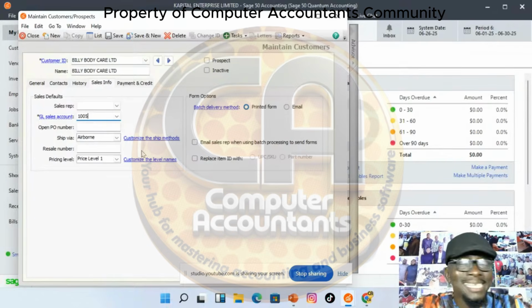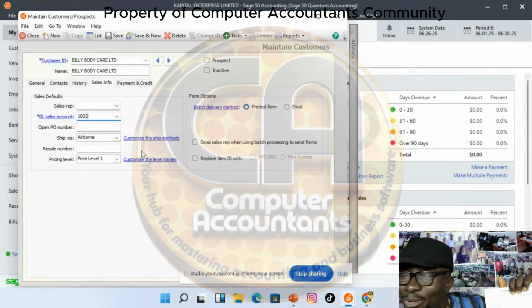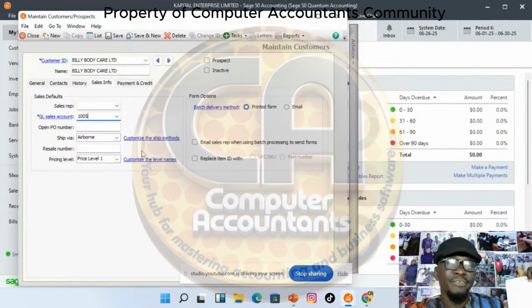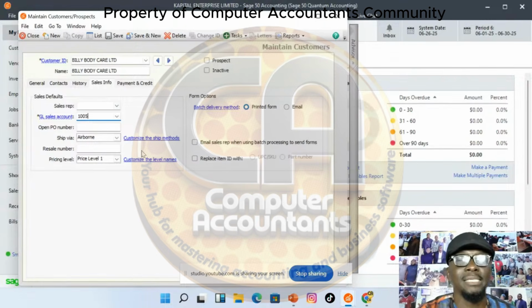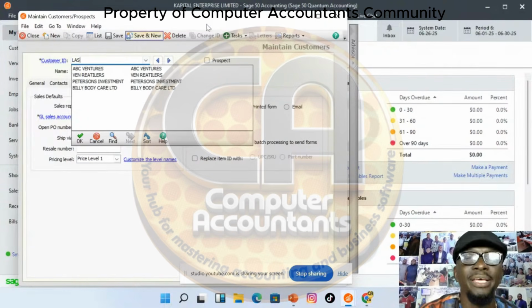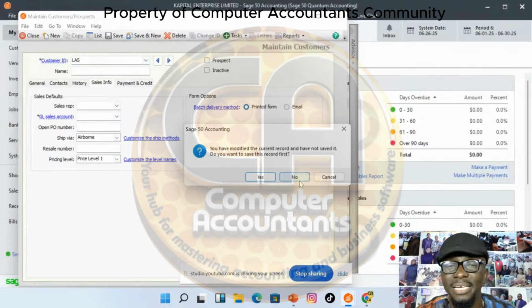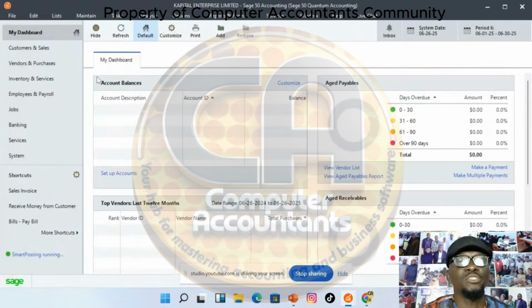So let's go. Lasisi and Sons. From our brought forward, you can see that Lasisi and Sons is owing 10,000, while that's the only carryover or brought forward we have in our opening balances. So I'm going to enter Lasisi and Sons. Let me see if we are starting afresh. Okay, so I'll go back to maintain.